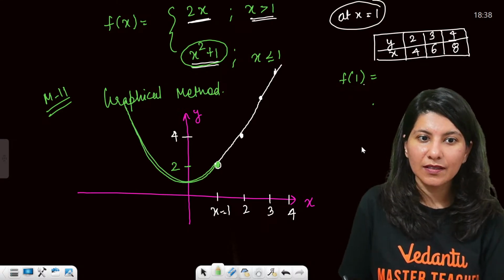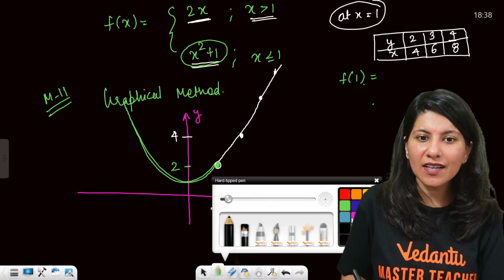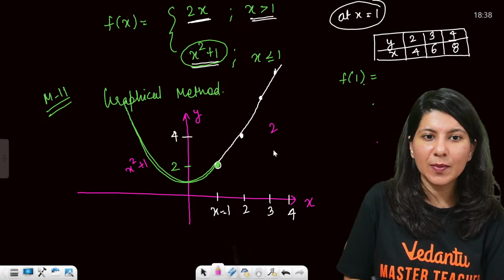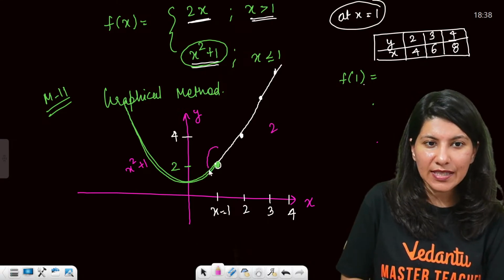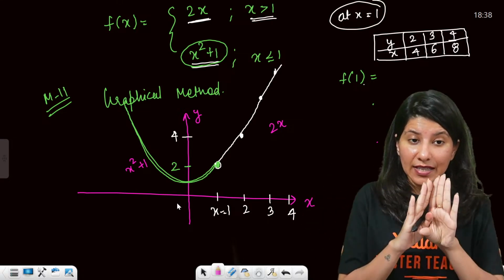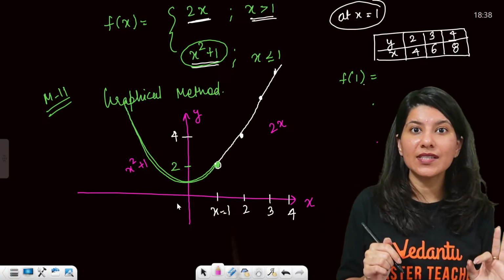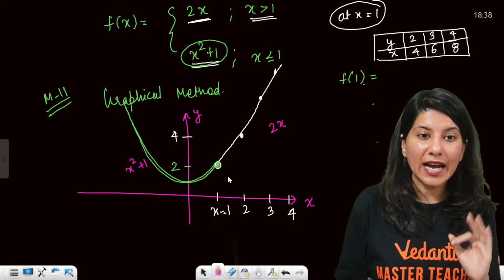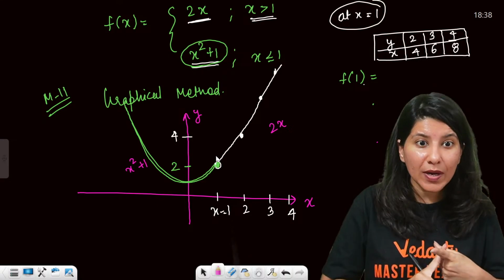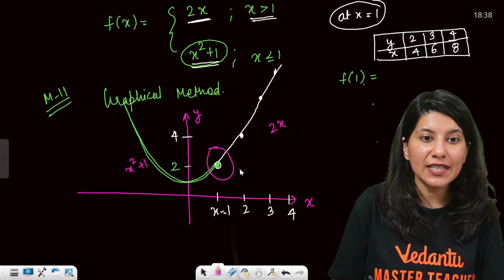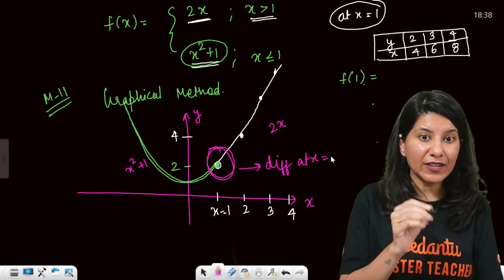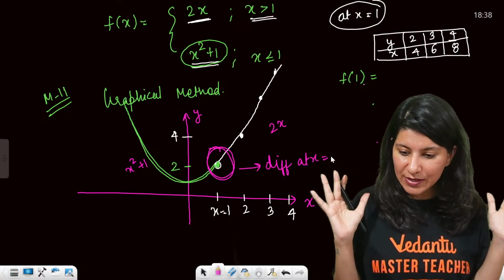Okay. Alright. Now can you see this is the graph? This is the x square plus 1 part. And this is 2x part. Correct? Can you see at x equals to 1, we are having a smooth graph. Absolutely smoothness you can see over here. So what does that mean? There is no sharp corner, there is no jump, there is no break. That means my function is differentiable at x equals to 1. So with the graphical method, you will be able to see it clearly, right?